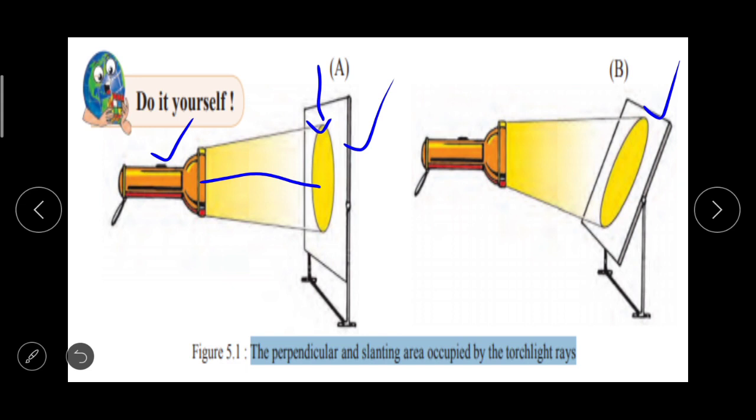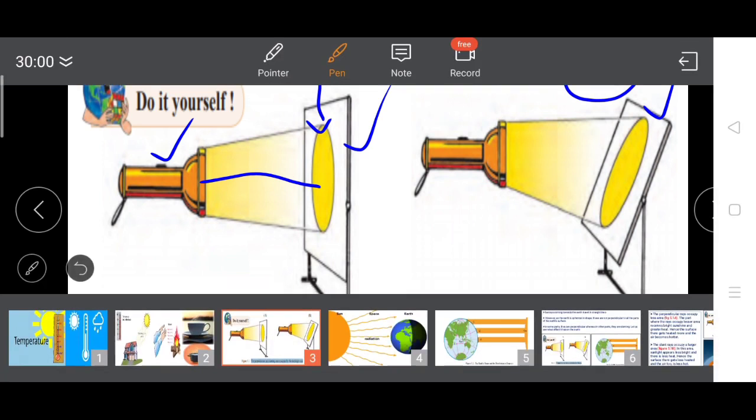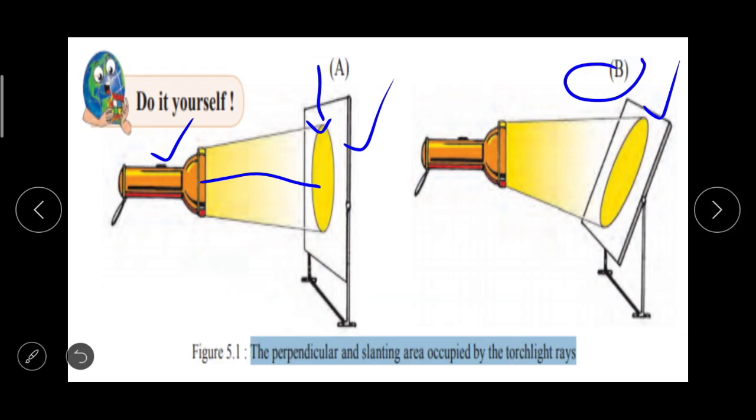Then, next thing, use the other paper, hold it in such a way that it makes an angle of 120 degree with the beam, here in figure 5.1 B, and draw the outline of the area occupied by the beam. Now here what we have to do, name that paper B, and now observe both the papers A and B.